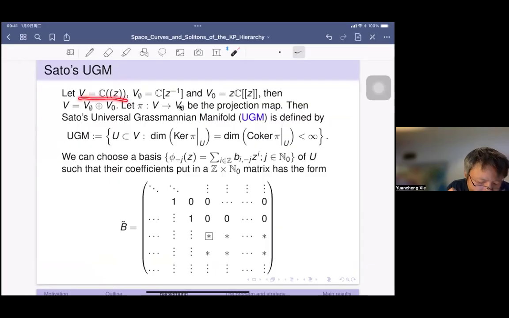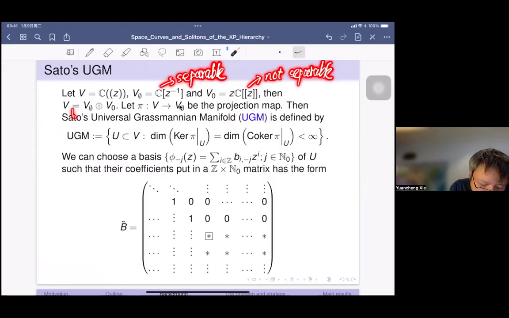And then this space can be decomposed into two parts. One part has only a polynomial part, and for the other part, in z to the negative n, we allow all formal power series. So this space is decomposed into a direct sum of these two parts. The difference is that this one is separable and this one is not. Separable means that we can find a basis for this space.